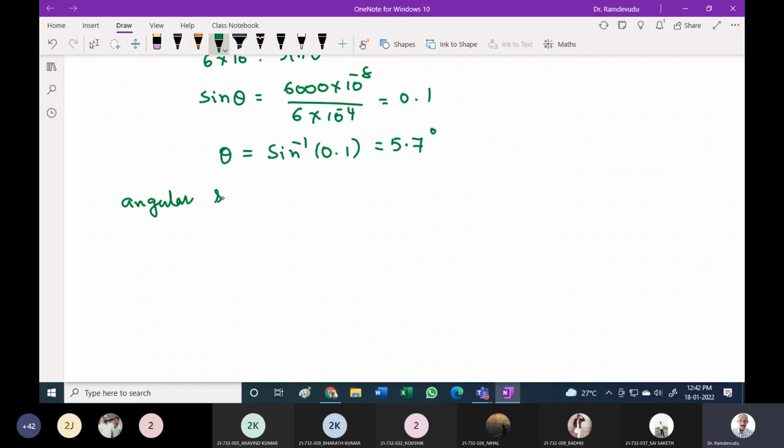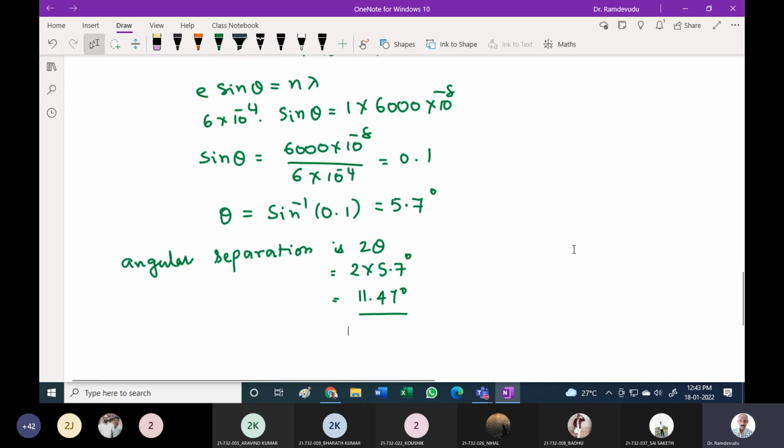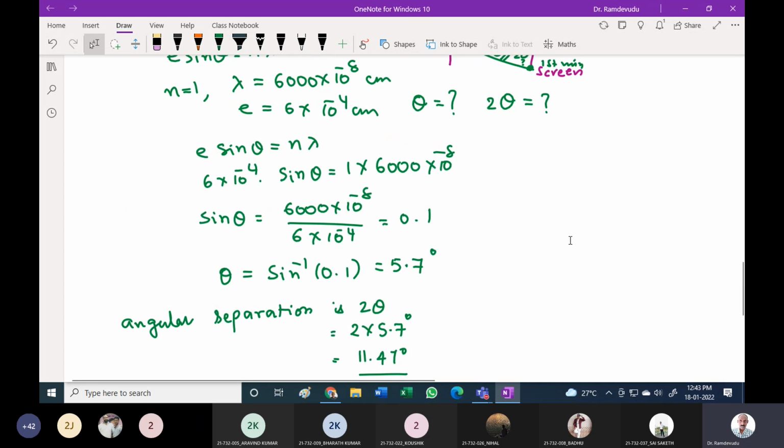Angular separation is 2 theta. So that is 2 into 5.7 degrees. How much do you get? 11.4 degrees. This is the separation between these two. And then I will give you the next problem if you are able to complete this. Do it quickly, complete this.